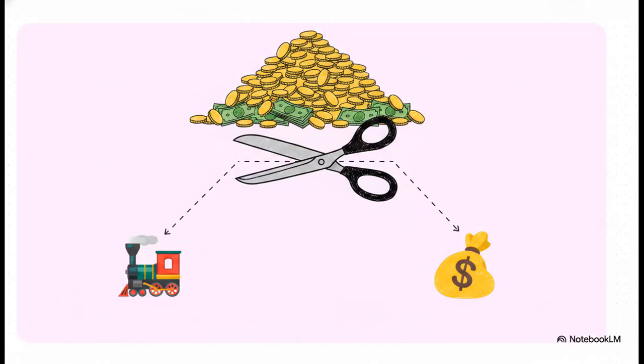And that A for the Acworth Commission is huge. They made the massive decision to officially separate the railway budget from the general budget, a practice that was successfully implemented in 1924.